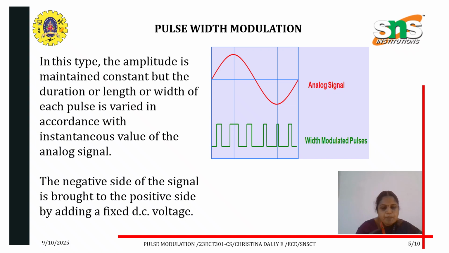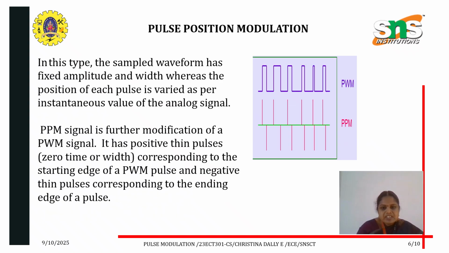Coming to pulse width modulation, here the amplitude is constant, but the duration, or the length or width, of each pulse is varied in accordance with the instantaneous value of the analog signal. Here I am applying the analog signal, and the carrier signal will be in the form of pulses. The amplitude is constant in pulse width modulation, but the width is varied with respect to the instantaneous value of the analog signal. Here the negative side is brought to the positive side by adding a fixed voltage.